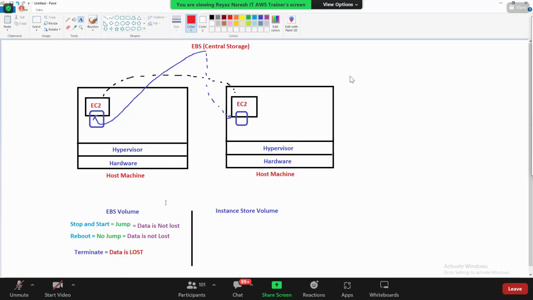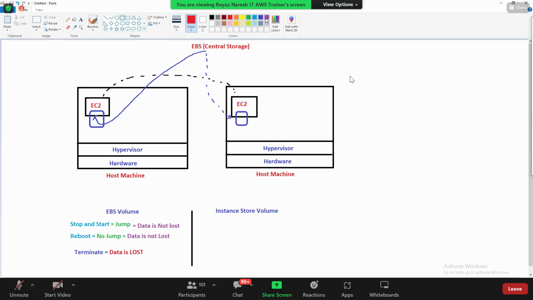Now, Chitty, did you all understand how the EBS volume behaves in the backend? Because the EBS volume is centrally stored, if you stop and start the EC2 instance, it will jump from one host to another host. If it jumps from one host to another, as the data is stored centrally, is there any impact on the data? No, that's why data is not lost. Nice. What will happen with the instance store volume? Let's see.